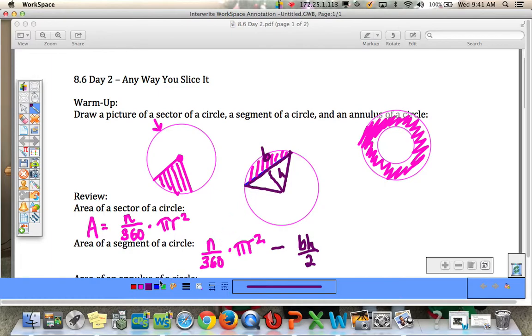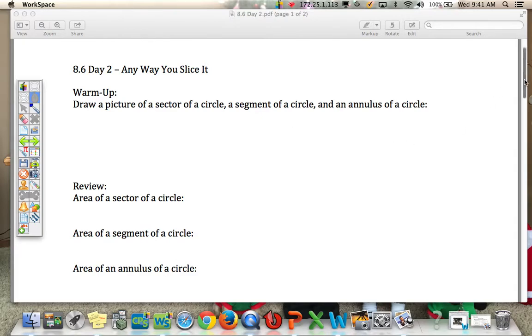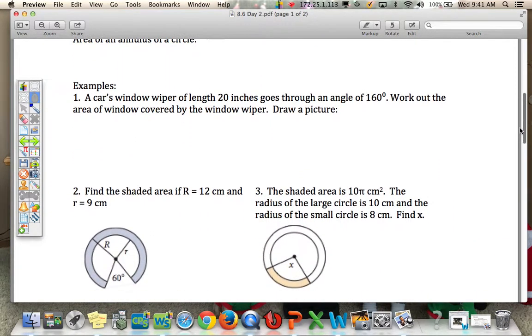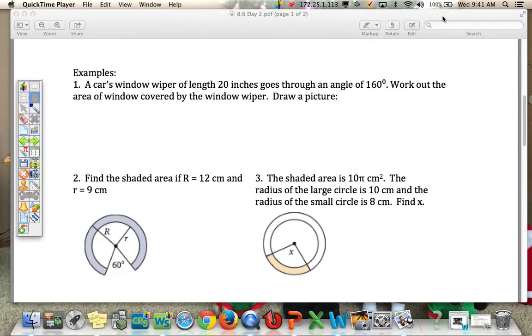An annulus of a circle, the area of the annulus, I'm going to write over here underneath it, but it's just the area of the big circle, so pi r squared, that's the big circle, minus the small circle. Okay, so those are your 3 area formulas that we practiced yesterday, and we're going to practice again today. We're just going to do a few examples, and you're going to practice these again on your assignment.